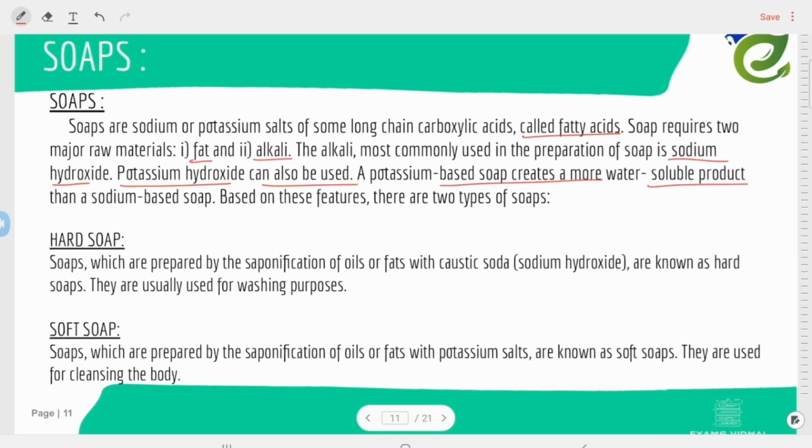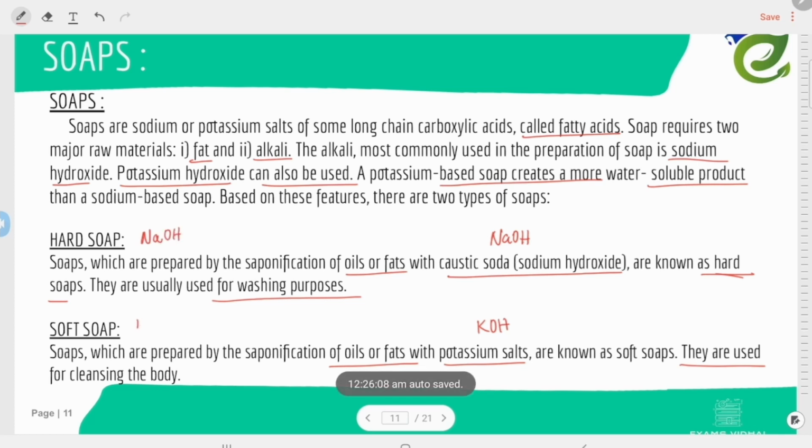Soaps are prepared by the saponification of oils or fats. Let's discuss saponification in the next slide. With caustic soda, what is caustic soda? Caustic soda is sodium hydroxide, NaOH, and the soap is known as hard soap. They are usually used for washing purposes. Soft soap: soap prepared by saponification of oils or fats with a potassium salt, that is, we are using KOH. They are known as soft soaps. So hard soaps use NaOH and soft soaps use KOH.